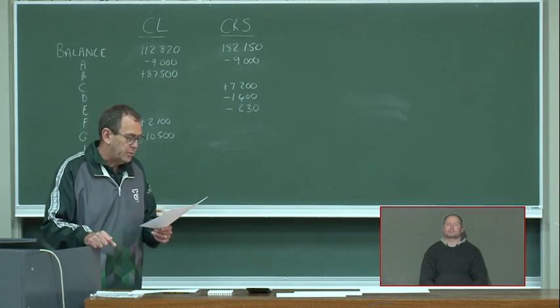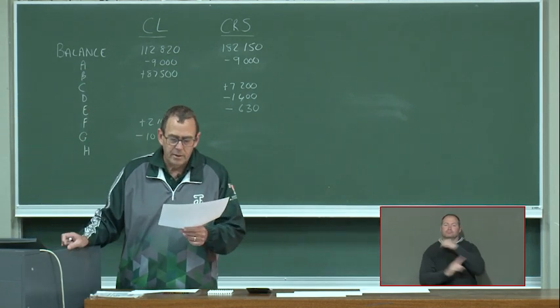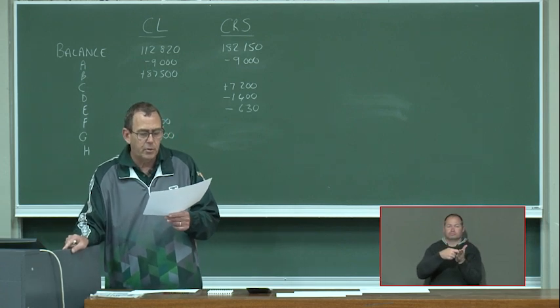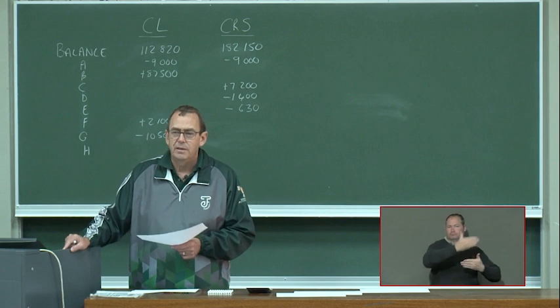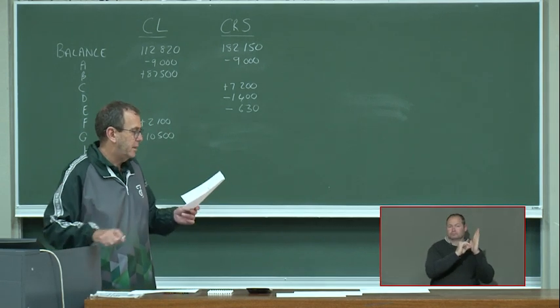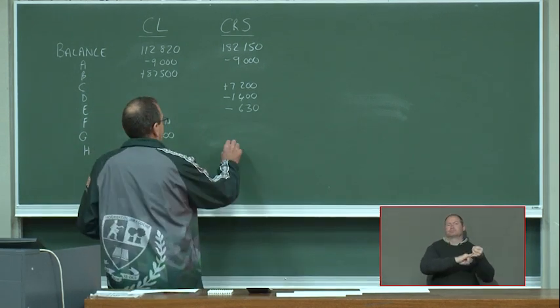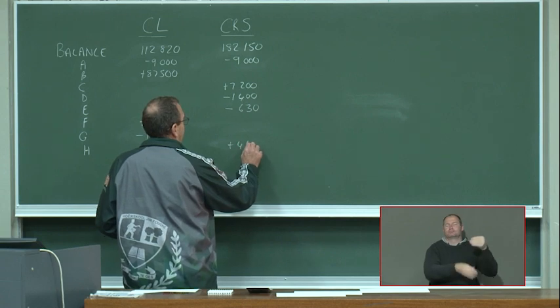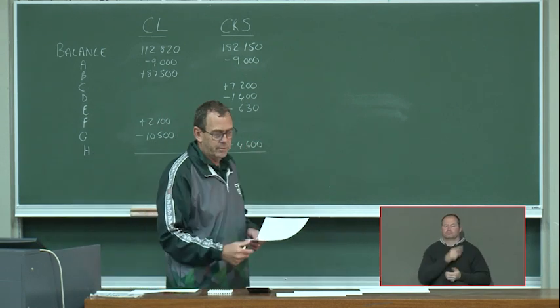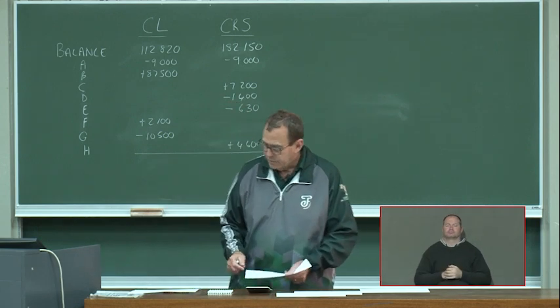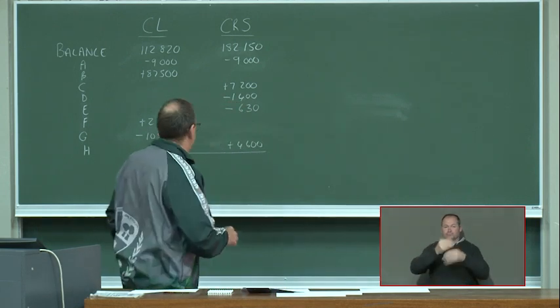And then the last one, goods purchased from them for 4,600 were recorded by us. The statement from them is dated 25 September. So they still have to add the 4,600. They still have to add the 4,600. And that will give you a total of 182,920.